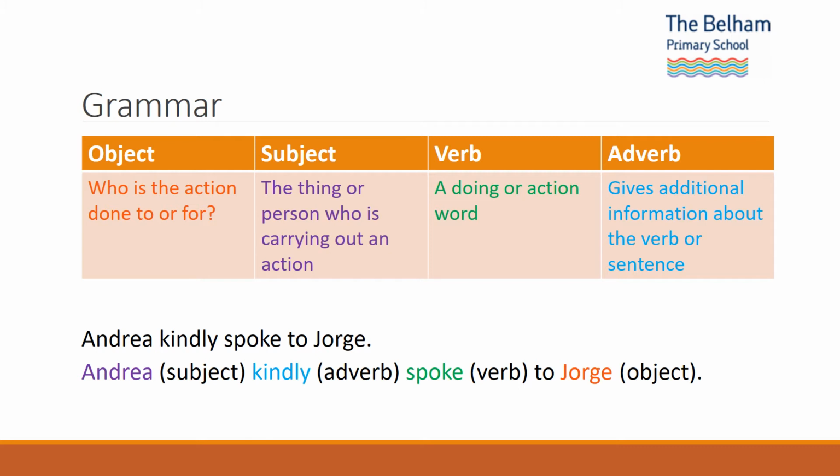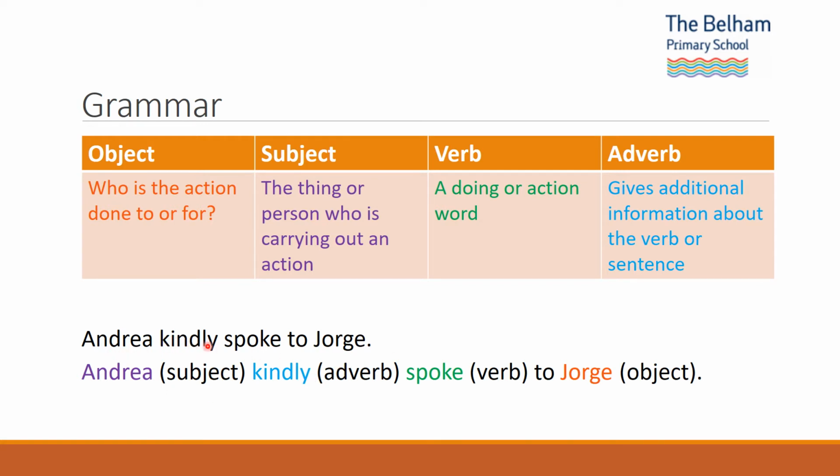So let's talk about an object in a sentence first. So the object is who is the action done to or for within the sentence. The subject is the thing or person who is carrying out an action. The verb is a doing or action word, and the adverb gives additional information about the verb or the sentence.